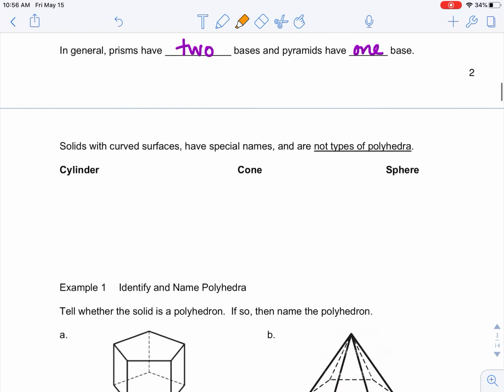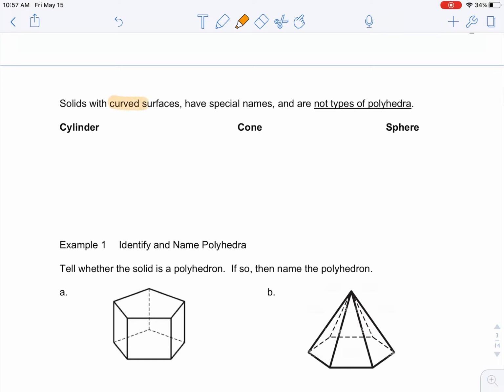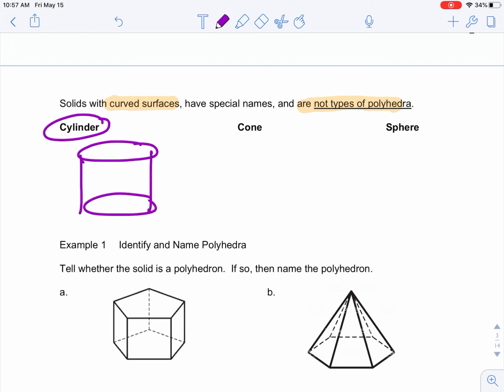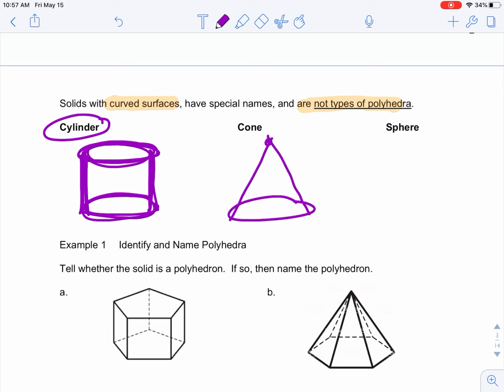All right, next page. Solids with curved surfaces are not what we call polyhedra, and they have special names. So here you go. You know what a cylinder is. It's got a circle on the top and the bottom. It's like a can, right? A can of soup or a can of soda. There's our cylinder. Cone, circle on the bottom, but it comes to a point at the top. And a sphere is just a ball. And that's how we draw our sphere.